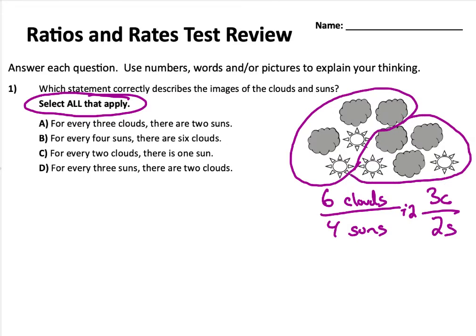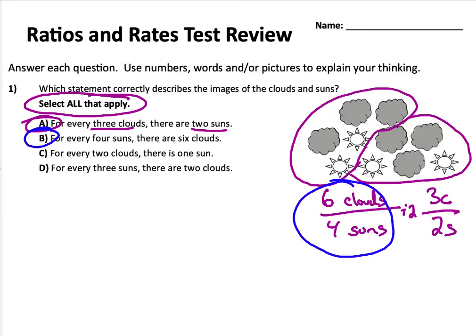Now I'm going to check it with each of those possible answers. The first one says 3 clouds to 2 suns. Well, that's exactly what my ratio said, so I'm going to select that one. Then it says for 4 suns, there are 6 clouds. Well, that's what I started with here, 4 suns to 6 clouds, so I can select that one.